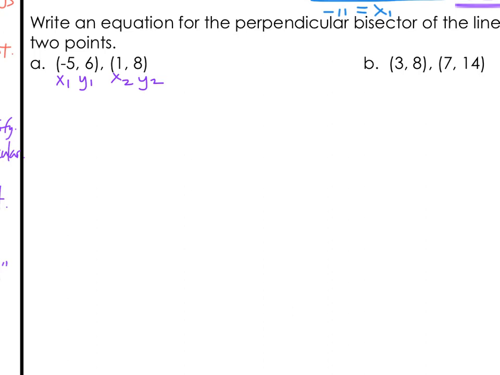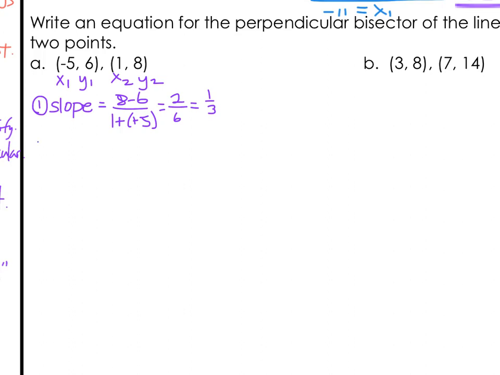Remember, we're going to start off with the perpendicular steps. In order to find something that's perpendicular to the line that contains these 2 points, we first need to calculate the slope. Now, the slope formula is y2 minus y1, that would be 8 minus 6, over x2 minus x1, 1 minus negative 5. 8 minus 6 is 2, and 1 minus negative 5, which would be 1 plus 5, is 6. And this reduces to positive 1/3.